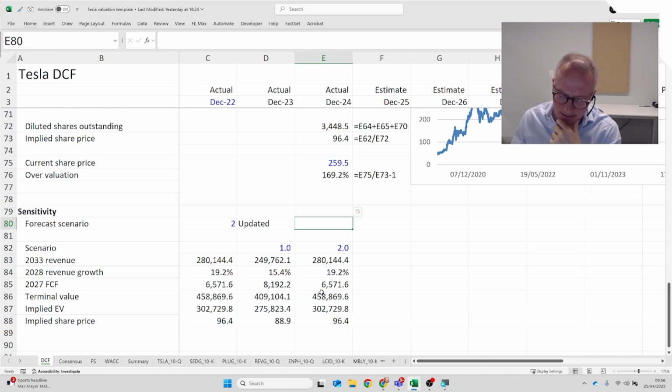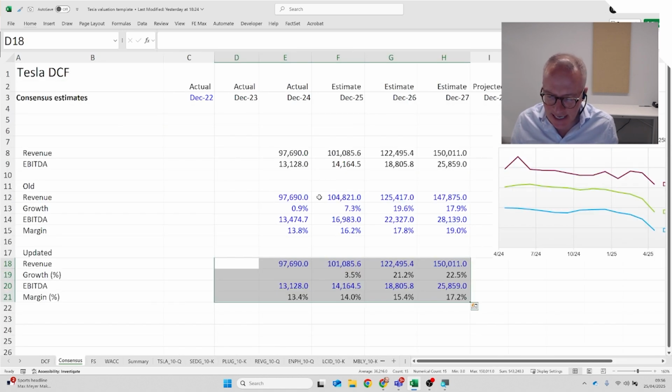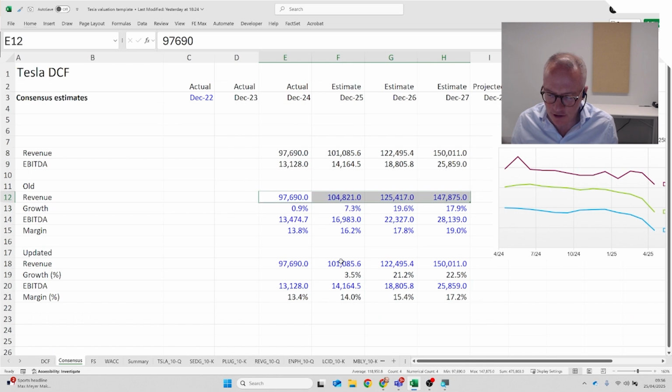And the reason I think is because of the actual forecast revenues, and this is something you've got to be really careful about. You can see that this is the old forecast, but the new consensus estimates is actually, although the first 3 years are lower, actually year 5 is higher.